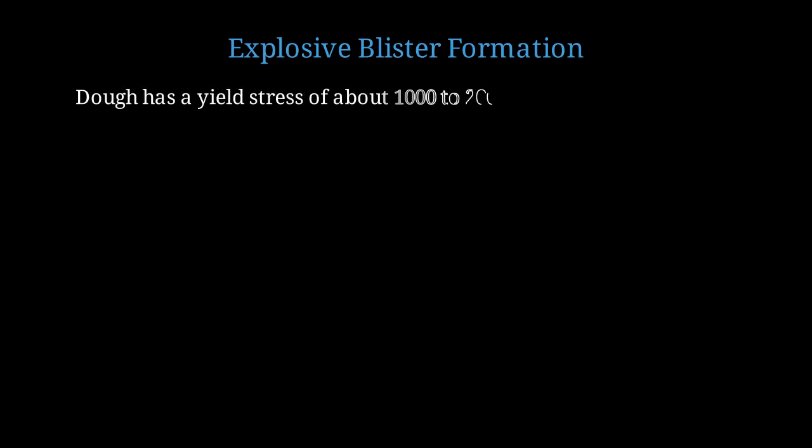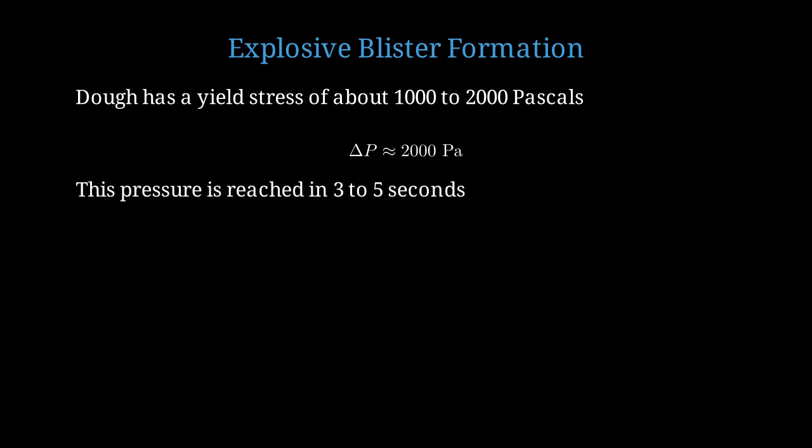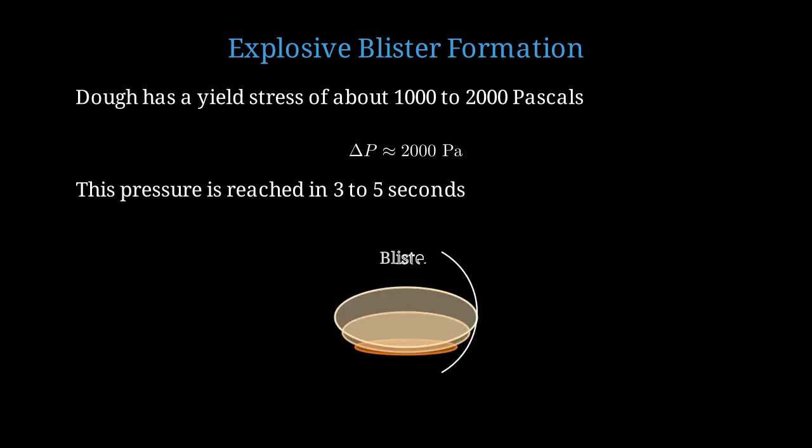Pizza dough has a yield stress, the stress at which it permanently deforms, of about 1,000 to 2,000 pascals. When internal steam pressure exceeds about 2,000 pascals above atmospheric, the dough yields and a blister forms. Under intense localized radiation, this critical pressure can be reached in just 3 to 5 seconds. The blister expands rapidly as steam continues to generate. The thin dough membrane inflates like a balloon.